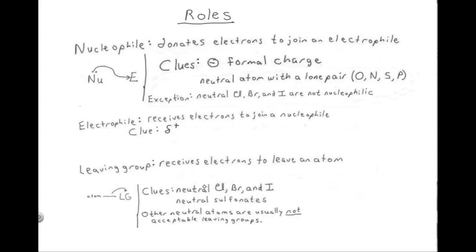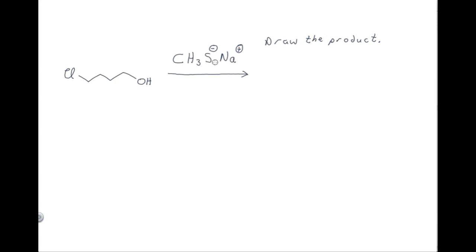Remember that we've learned that neutral chlorine, bromine, iodide, and neutral sulfonates are good leaving groups. And if a neutral atom is not on this list, you should usually assume that it's probably not an acceptable leaving group. Now, later in the class, you will learn other neutral leaving groups that you can add to this list. But the point is that neutral atoms that are not on this list are usually not acceptable leaving groups, unless you've specifically learned otherwise. Please pause the video and try this problem.